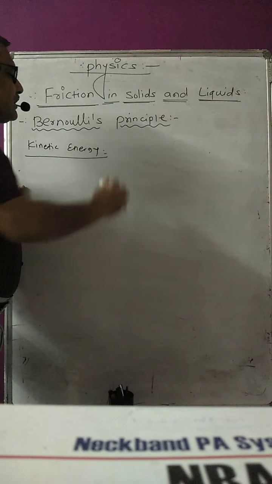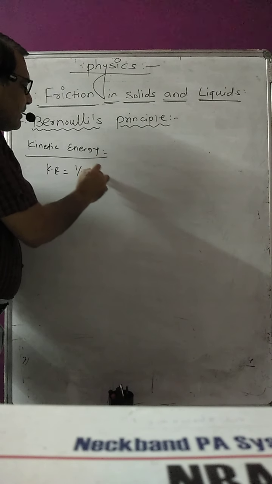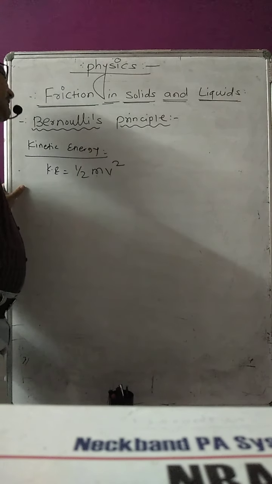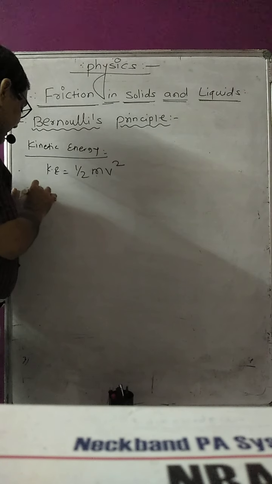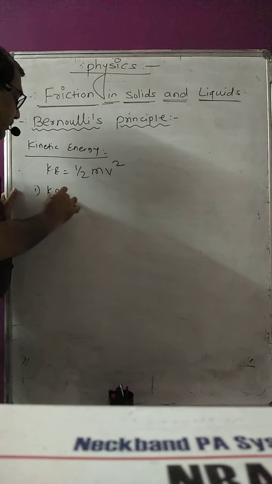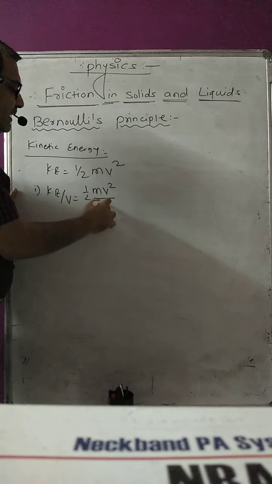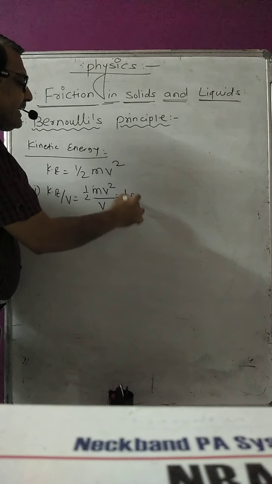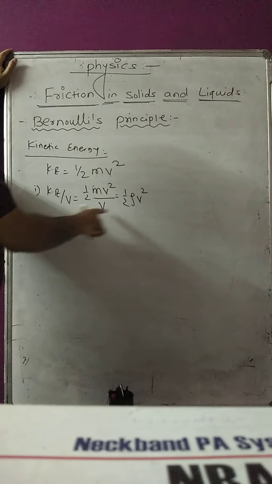So due to its motion, what will be the kinetic energy? The kinetic energy is equal to half m v square, where m is the mass of the liquid and v is the velocity of the liquid. If I want to find the kinetic energy per unit volume, I divide 1/2 m v square by volume. Mass upon volume is density, so it is 1/2 rho v square. This is the kinetic energy per unit volume.